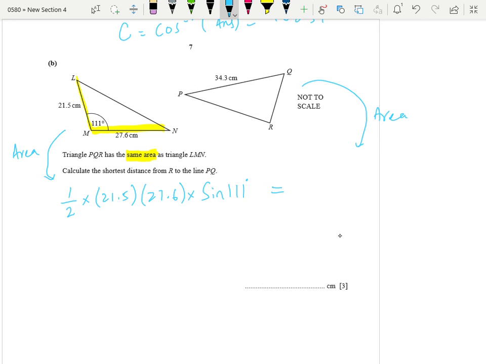Since I have only one side available to me, and by the way, what are we looking for? We are looking for the shortest distance from R. So a line which we have to start from R and drop to the line PQ. Rather than just drawing, drop a line from R to PQ, and let's do that together. So from here, it would start going like this.